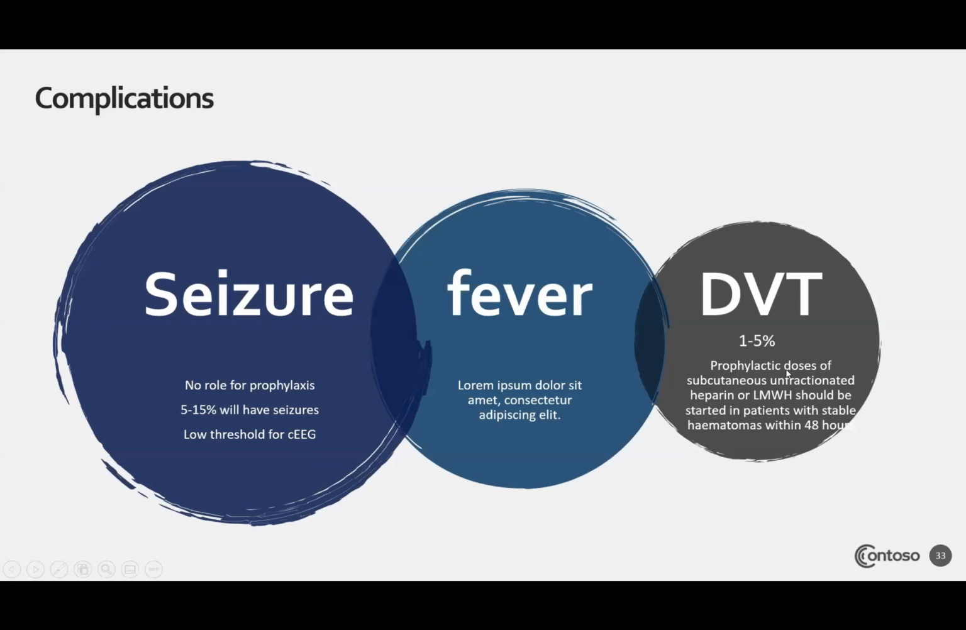DVT, the incidence of DVT in these patients is 1 to 5, I'm sorry, 1 in 5. Prophylactic dose of subcutaneous unfractionated heparin or low molecular weight heparin should be started in patients with a stable hematoma within 48 hours. This is the guideline. If the hematoma is stable at 48 hours, or you have 2 repeated CT scans 24 hours apart, that means there is no expansion in the hematoma, you should start DVT prophylaxis. Because if you don't start DVT prophylaxis, maybe you will have to start later on the therapeutic dose of DVT treatment, because they have a higher chance to have DVT.